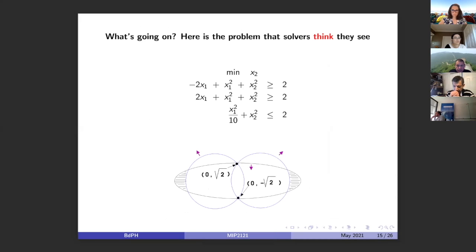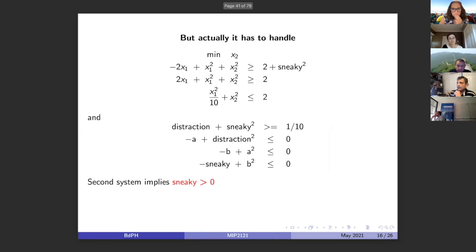Here's another more detailed picture of a projection to the x1 and x2 space. The solvers think that they see this problem that I have described over here, that has this ear, that ear, and those two isolated points as being the feasible region. But it's a wrong picture. The actual feasible region is devoid of these 2 points, does not have those 2 points, and it has slightly smaller ears.